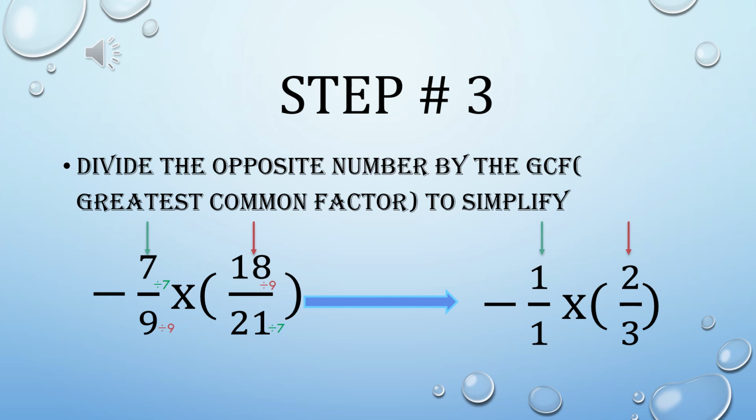With the greatest common factor that we found in the slide before, you're going to divide your opposite numbers by that greatest common factor. For example, 7 divided by 7 will also be used in 21, so 21 divided by 7. And the opposite numbers of 9 divided by 9 will also be used in 18, so 18 divided by 9. So your new fractions will be -1/1 times 2/3, because we simplified inside the fractions.